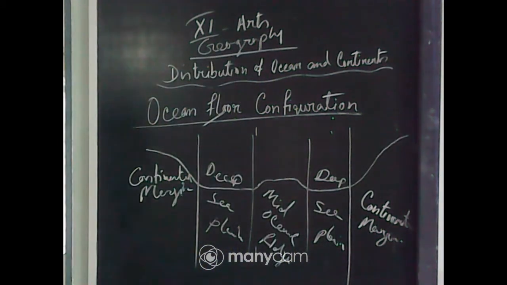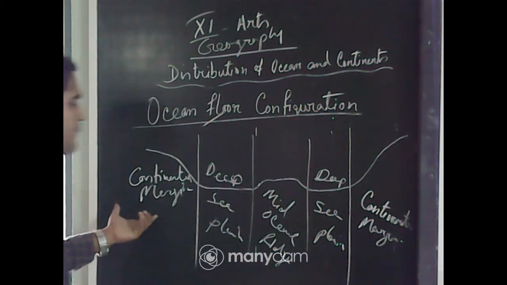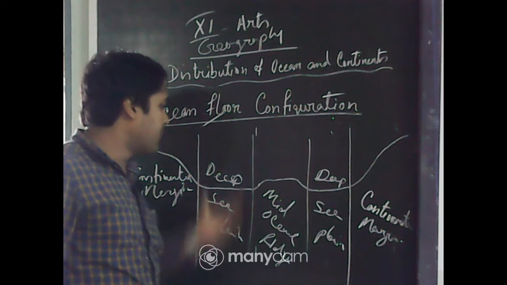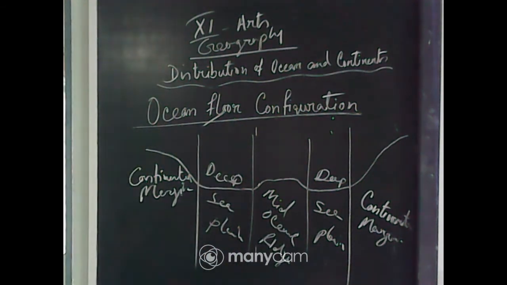In your book there is this picture, this is one side only. So, continental margin, deep sea plain or deep sea basin and mid-oceanic ridge. According to the location you can understand these three parts, or I will repeat it again.